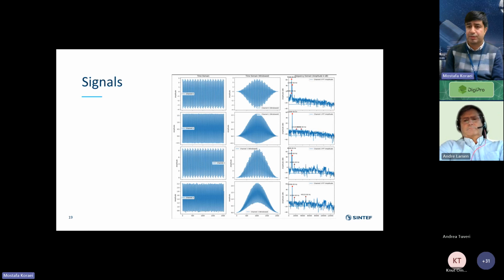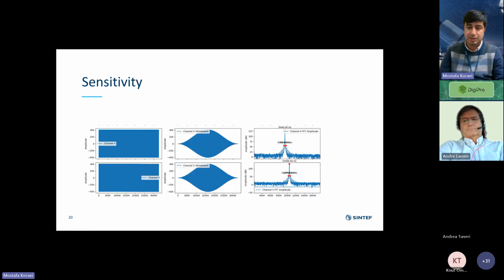And we got some signals from the test bench in Grorud from Montana, where we can see that our system is able to detect signals that are quite close together, but with more than 60 dB difference in level. So it is very good at finding those signals.